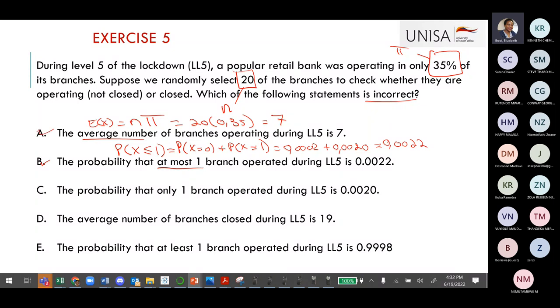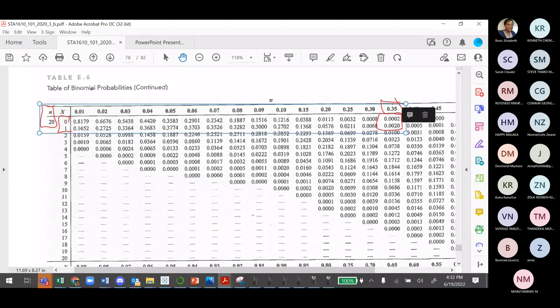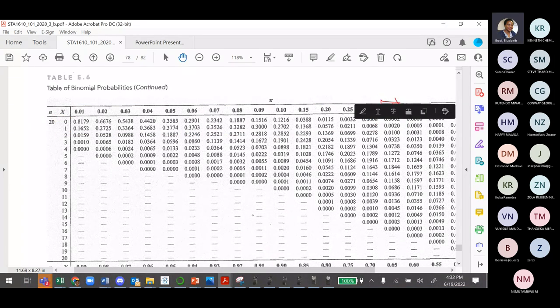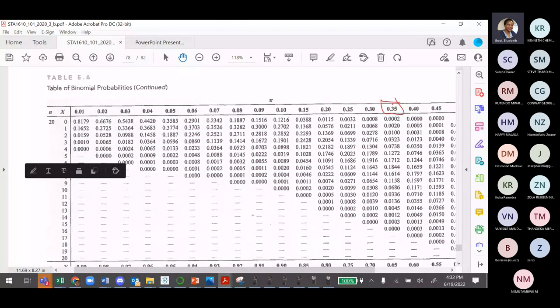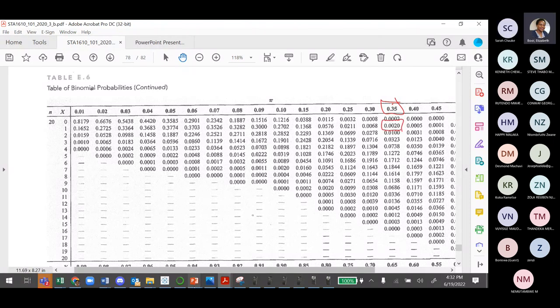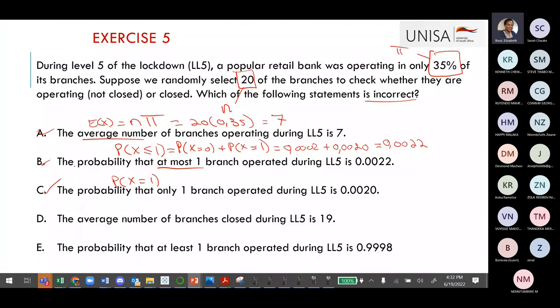We're still looking for the incorrect one. The probability that only one branch, which means we're looking for X equals 1. What is the probability of X equals 1? We're still on 0.35. The probability that X equals 1 is 0.0020, which means this is correct. The average number of branches closed, we calculated it previously. It says it's 19, but we know that it's 7. It cannot be 19 if we calculated it to be 7.